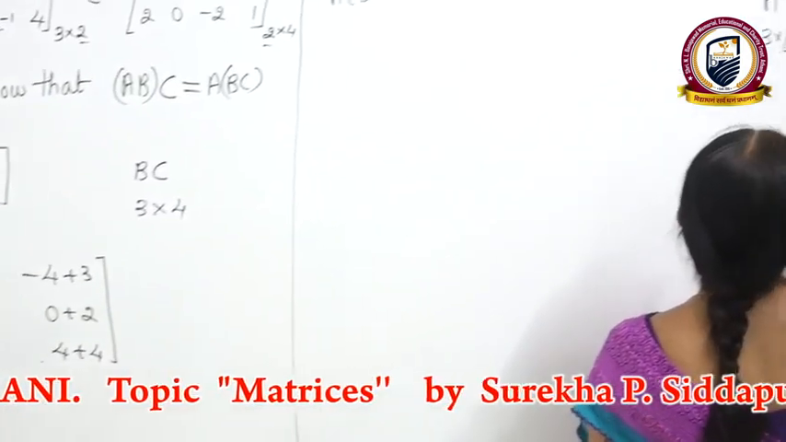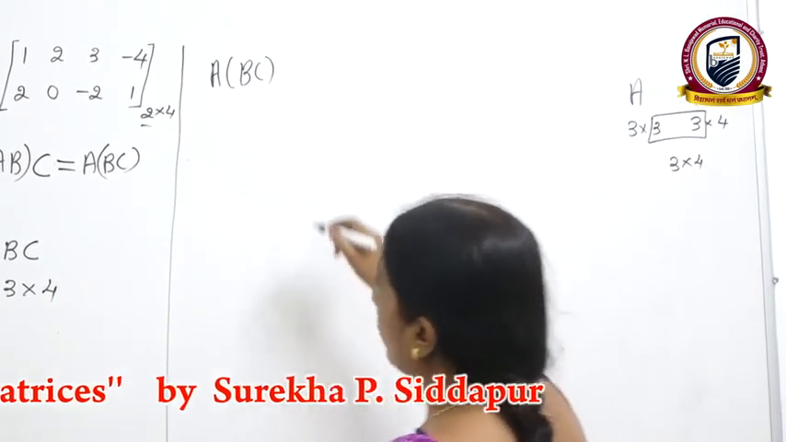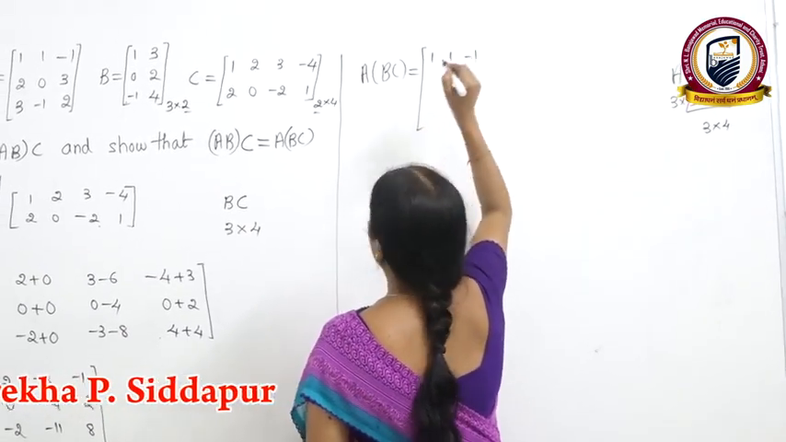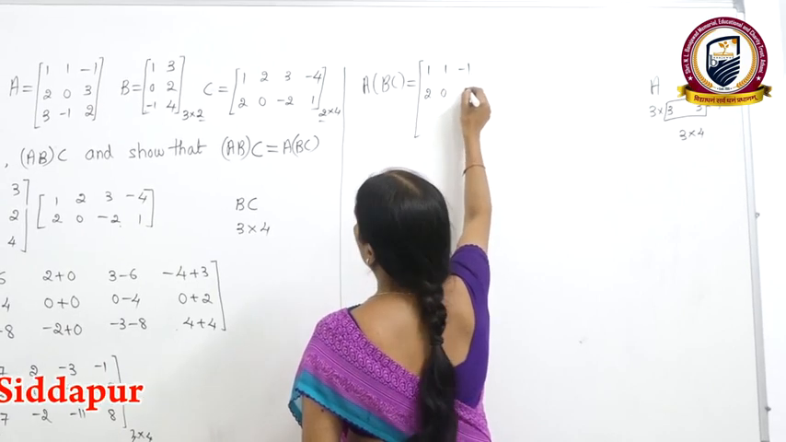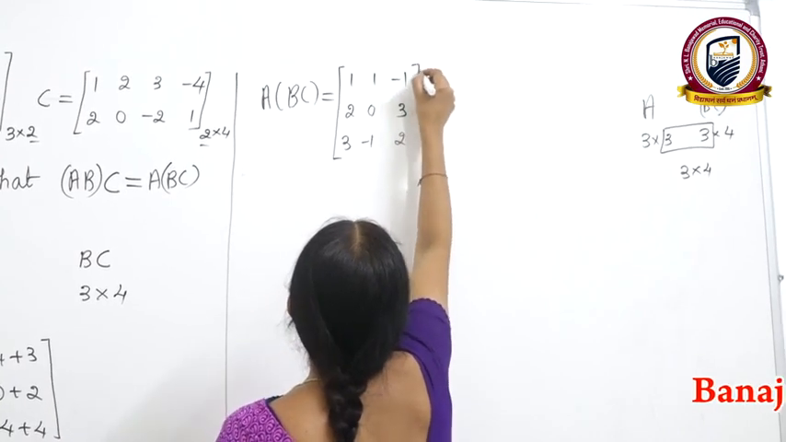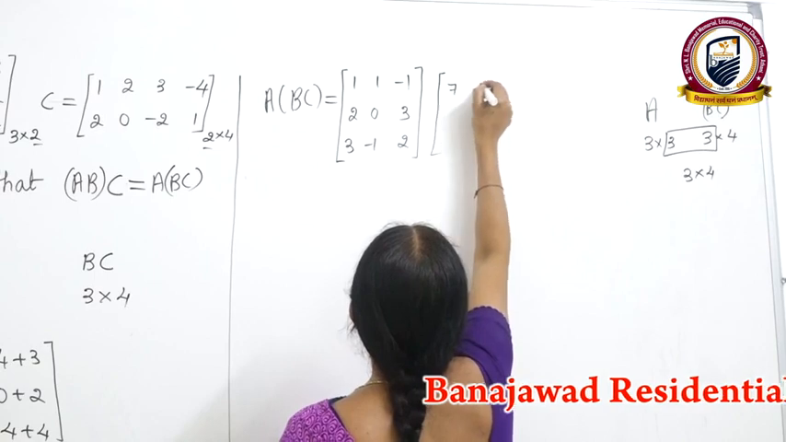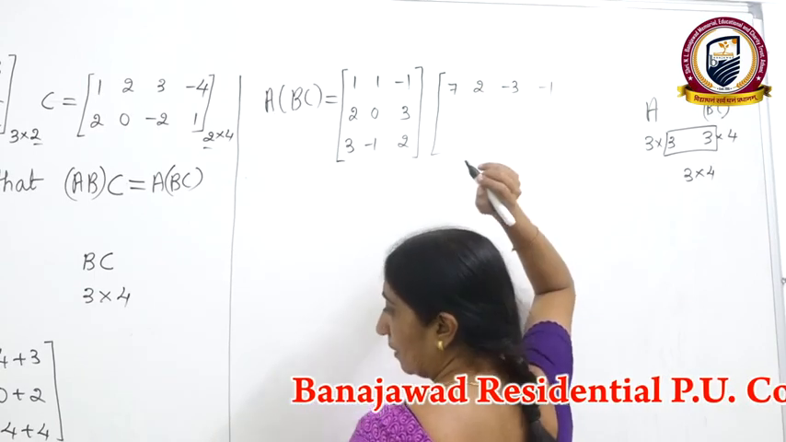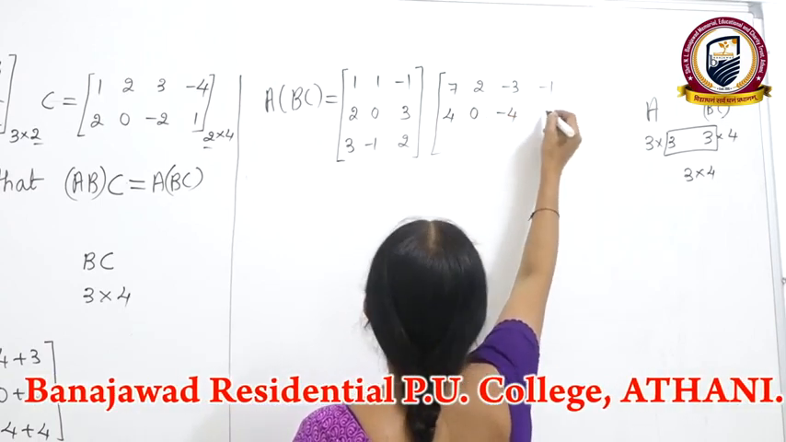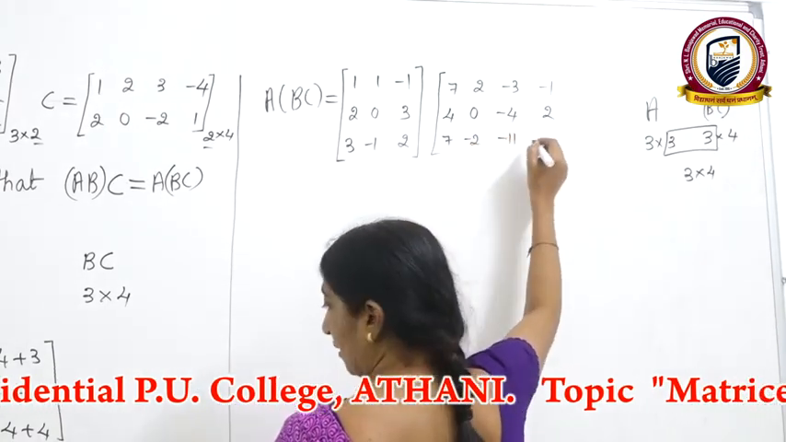See these numbers will be what? 3 by 4. So now I am writing the matrix. 1, 1, minus 1, 2, 0, 3, 3, minus 1, 2. Order is 3 by 3. Then BC. 7, 2, minus 3, minus 1. 4, 0, minus 4, 2. Then 7, minus 2, minus 11, 8.